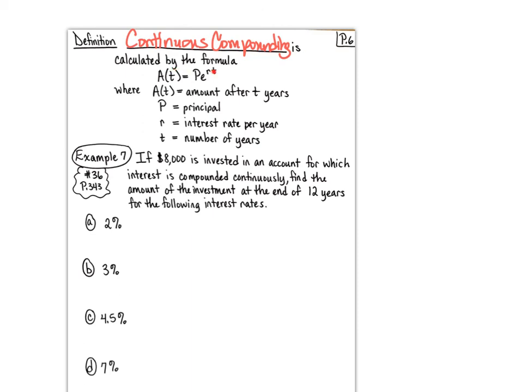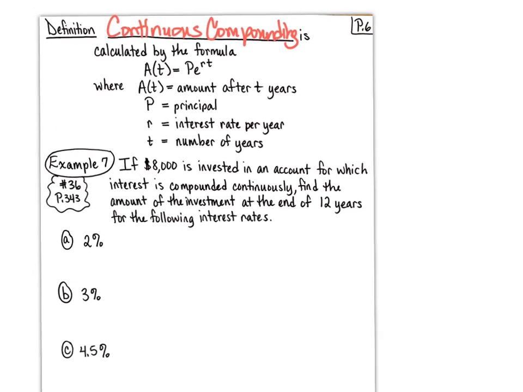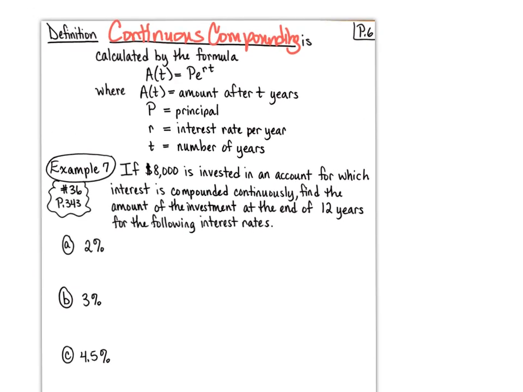Continuous compounding is calculated by the formula A of t equals P times e to the RT, where A of t is the amount after t years, P is your principal, R is your interest rate per year, and T is the number of years. So this is continuous compounding. If $8,000 is invested in an account for which interest is compounded continuously, find the amount of the investment at the end of 12 years for the following interest rates.